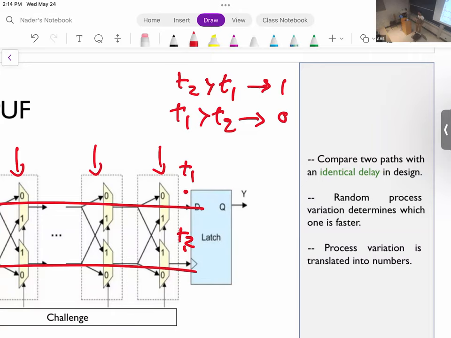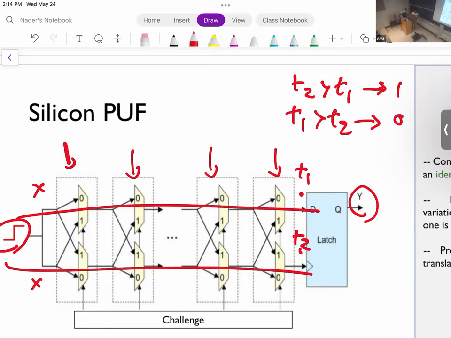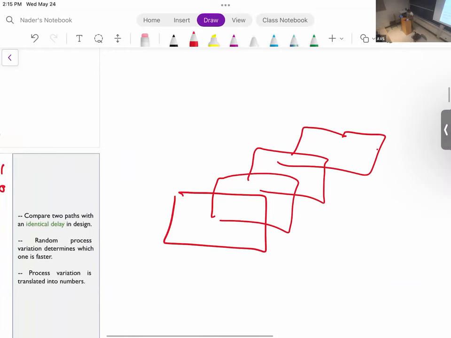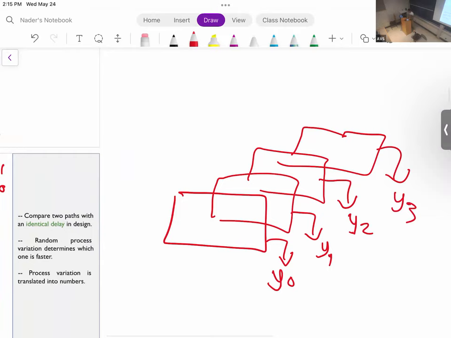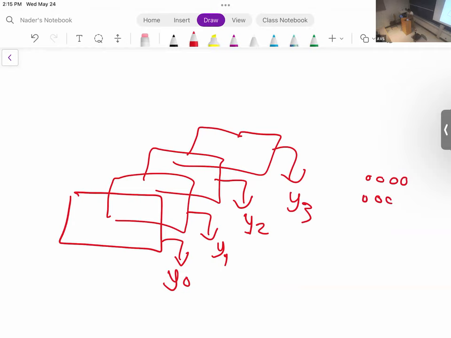And as I said, if I build this multiple times, each time the output would be either 0 or 1. So, for example, if I want a 4-bit response, I can replicate this 4 times. Think about this in the Y direction. If this is one circuit, I'm going to build another circuit, and another, and another. Each one has its own Y: this would be Y0, this is Y1, Y2, and Y3. Each one is independent from the others and could be 0 or 1. So my output would be a 4-bit number that could be 0000, 0001, all the way to 1111, right? 2 to the power of 4 different outputs.